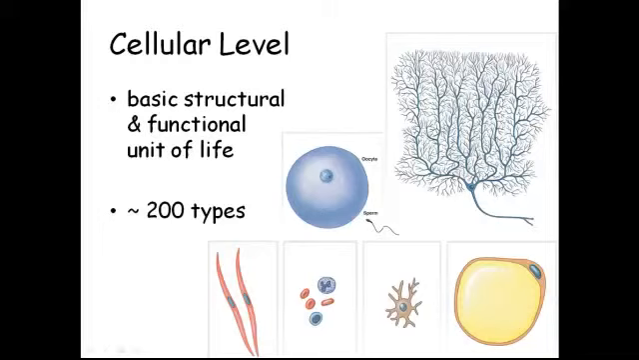Now, even though there are only 4 types of tissues in the human body, there's about, give or take a little bit, about 200 different types of cells. This is my favorite one. This is the oocyte. That's the egg. This is the sperm. Ladies, we only have a certain number of these. Guys, you keep making them all the time.